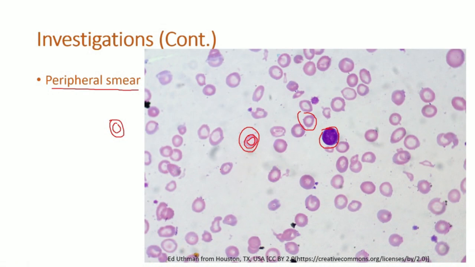Another thing is that there will be misshapen RBCs. The shape of RBCs won't be the same. Look at this funny looking RBC, and look at this RBC, the funny looking one. So there would be variety in shapes of RBC. There would be many different shapes of red blood cell.